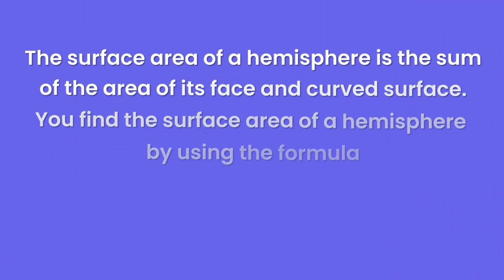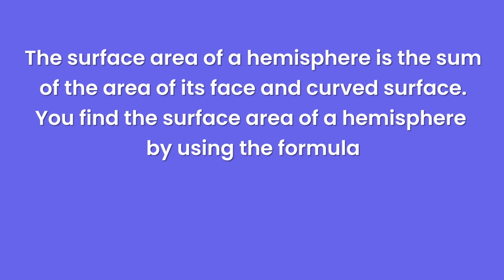The surface area of a hemisphere is the sum of the area of its face and curved surface. You find the surface area of a hemisphere by using the formula 3 times pi times the radius squared.